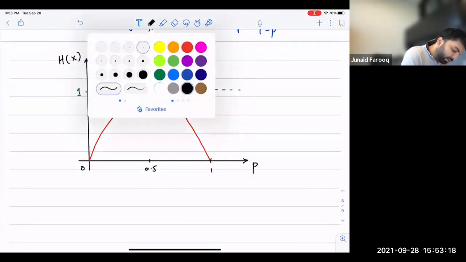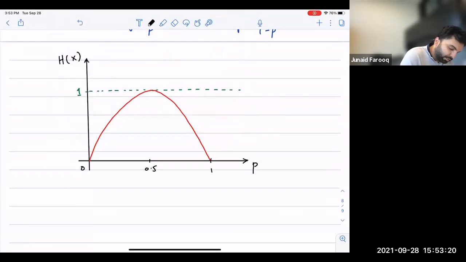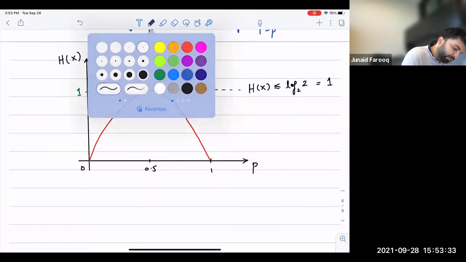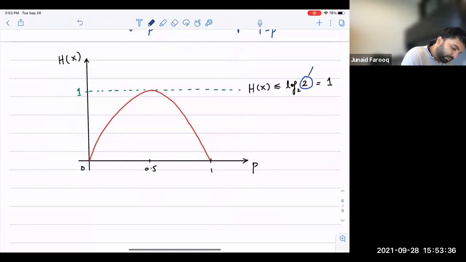And if you go back to our properties, it said that H of X is always less than or equal to log 2 of n, and n here is 2. So it equals 1. We'll say this is because n equals 2 for Bernoulli.